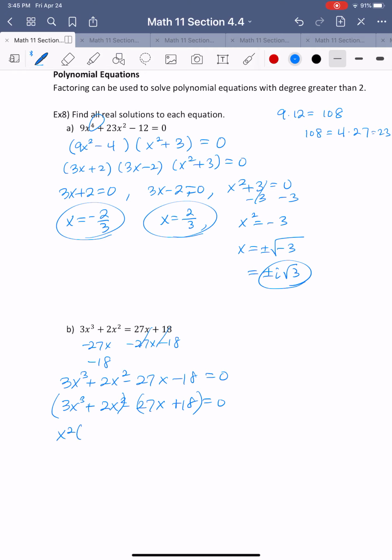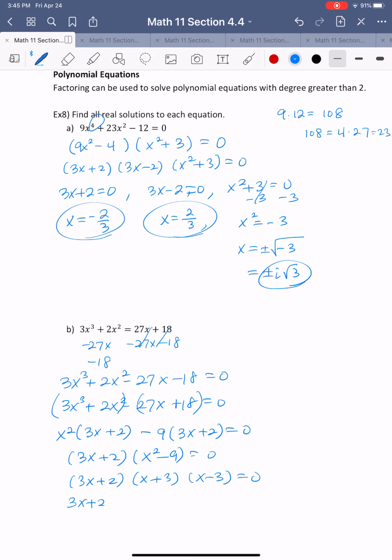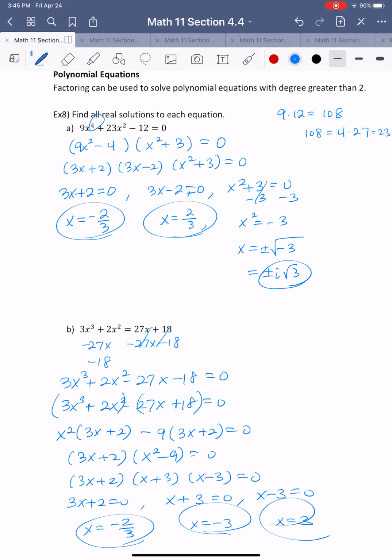And then the GCF from the first group is x squared, leaving 3x plus 2. For 27 and 18, 9 is the GCF, which also leaves 3x plus 2. Then we can factor out 3x plus 2, and you get x squared minus 9. And then x squared minus 9 factors into x plus 3 times x minus 3. Then you can just set each of the linear factors equal to 0 to find the solutions. So the first solution is negative 2/3, the second is negative 3, and the third is 3. So you got 3 solutions for this case.